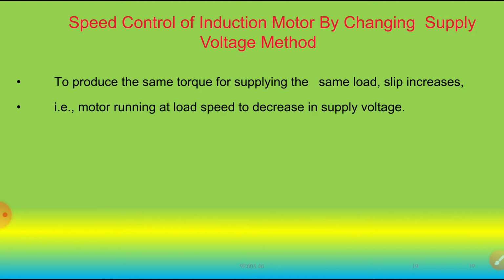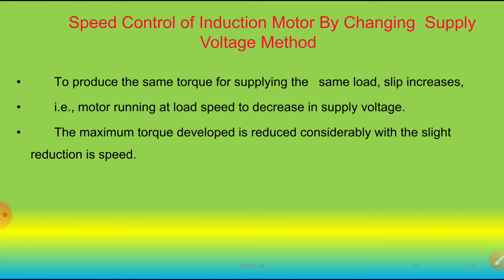That is the concept. The maximum torque developed is reduced. The maximum torque developed in the induction motor occurs at the condition where rotor resistance equals rotor reactance. Rotor resistance is constant, but rotor reactance changes based on its frequency or on the slip value. Now the slip has increased, so the reactance value changes.